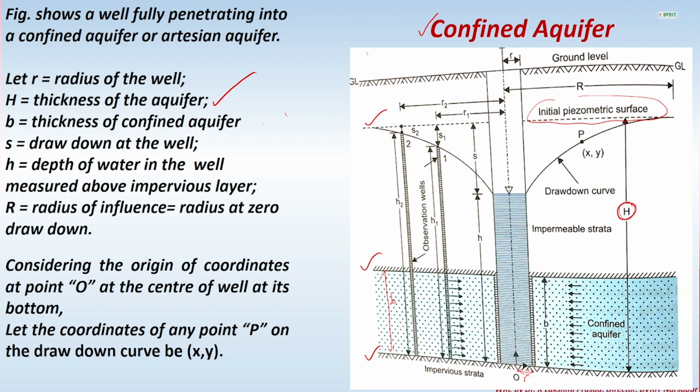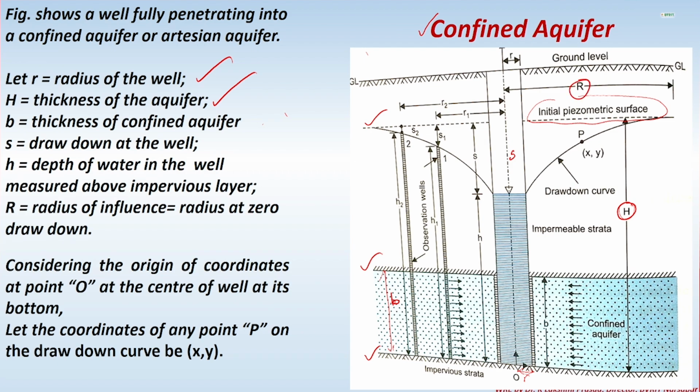Thickness of aquifer is that, not this actually. Then r is the radius of the well. That is fine. B is the thickness of the confined aquifer. This is the thickness of the confined aquifer. Then s is the drawdown at the well. Then R is the radius. That means at zero drawdown, whatever is there, this is what we call R.